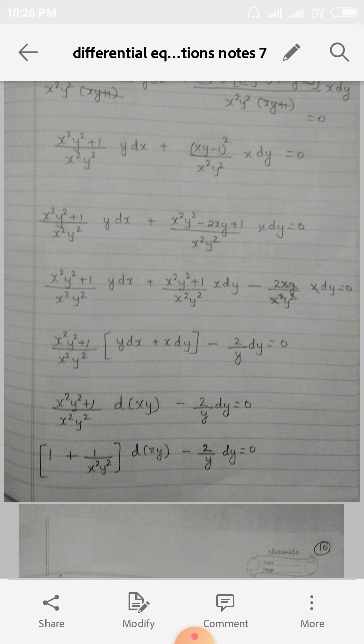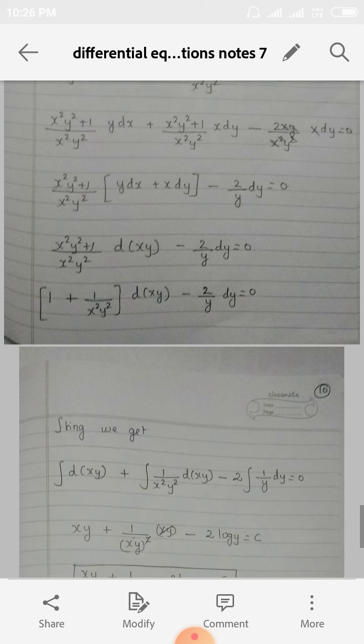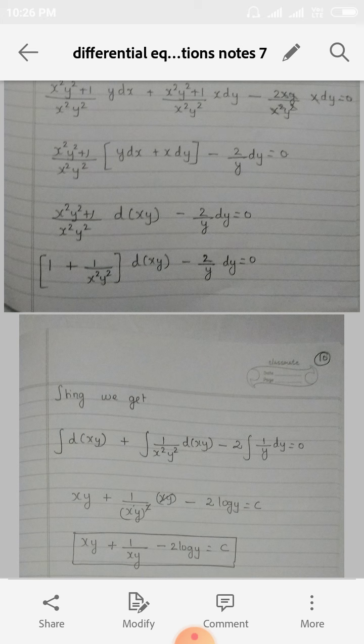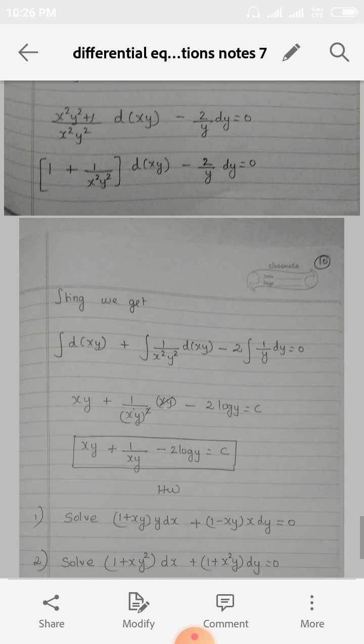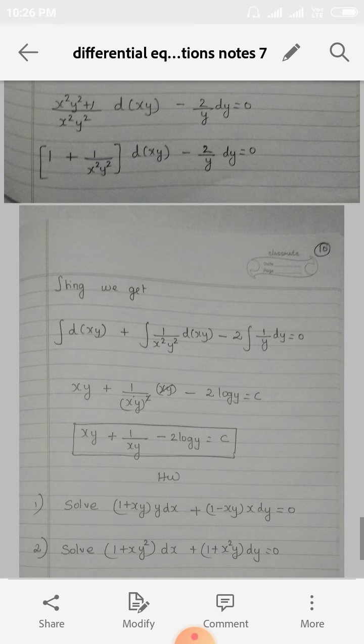y dx + x dy is nothing but the differentiation of xy. So just split the term: we get (1 + 1/(x²y²)) d(xy) − 2/y dy = 0. Now integrating, the differentiation of xy gives xy, and 1/(xy)² times d(xy) integrates to −1/(xy). By cancelling the term, we get xy − 1/(xy) − 2 log y = c. This is the method.